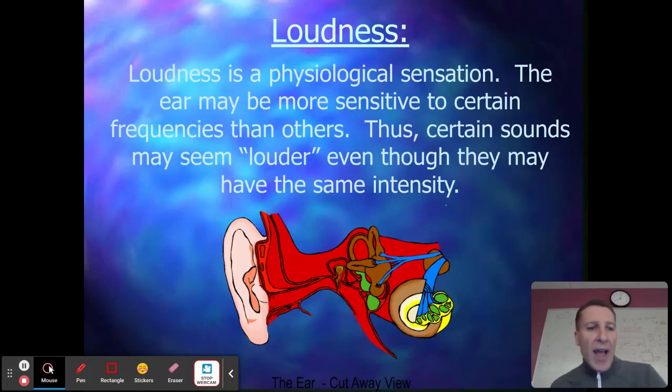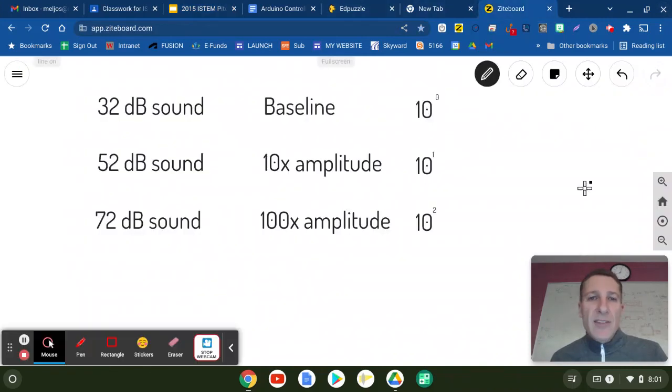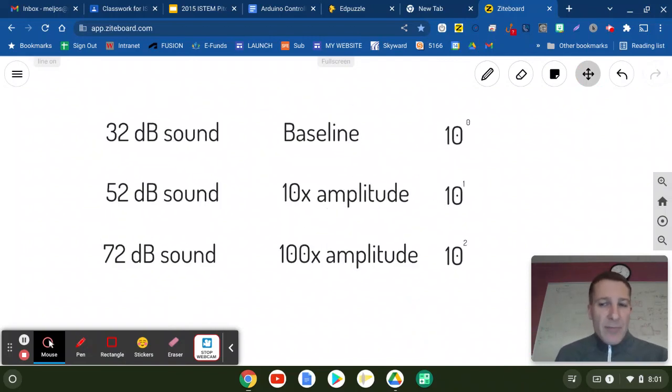So as the example for decibels, I just wanted to show this real quick before ending. It's all about comparison. Say we had a 32 decibel sound wave, and then we cranked it up to 52 decibels. To compare those two, that would have 10 times the amount of amplitude. If we did a 32 decibel sound wave as a baseline and cranked it up to 72 decibels, that's an increase of 40 decibels, which is 2 sets of 20, so that would actually be 100 times greater in amplitude.